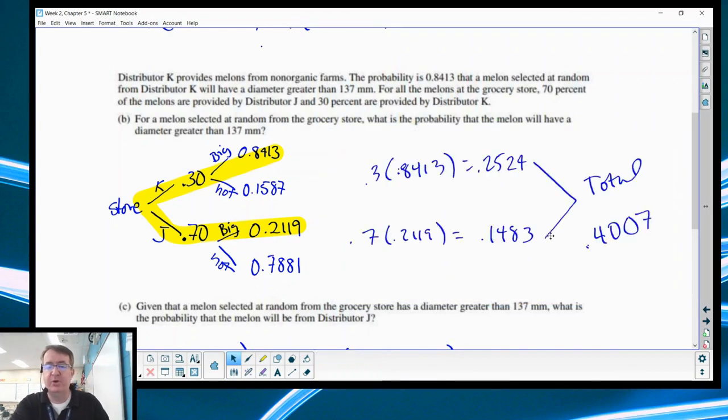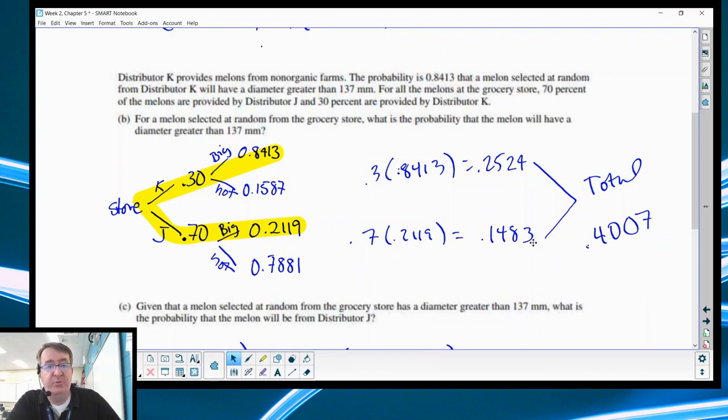So I've got 0.3 times the 0.8413. That gives me 0.2524. So the chance that you pick up a melon at random that is from distributor K and is bigger than 137 millimeters is 0.2524. The chance that you pick up a melon from distributor J and bigger than 137 is 0.1483.